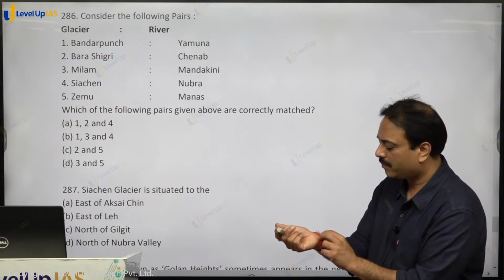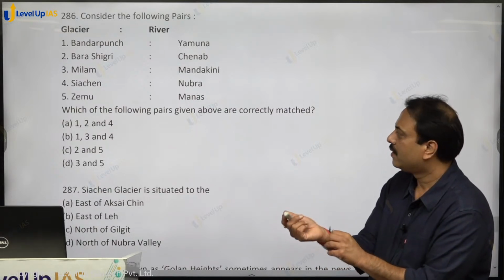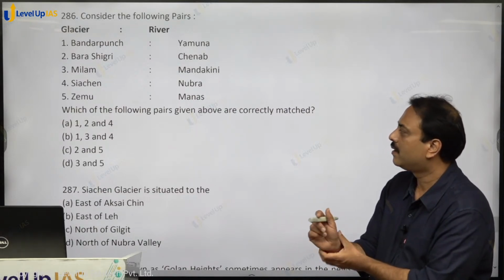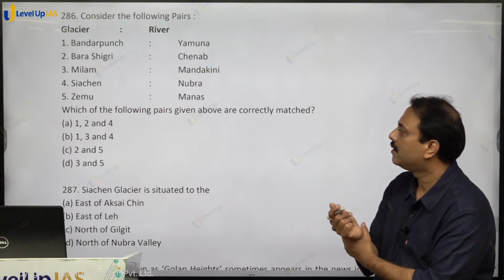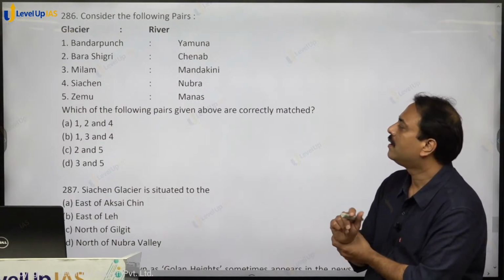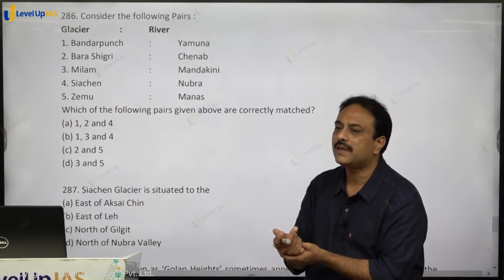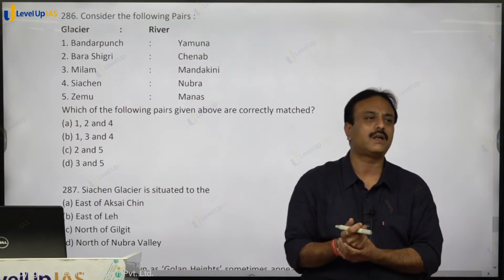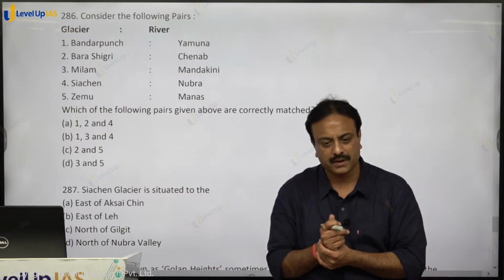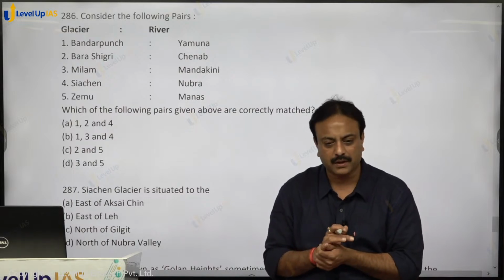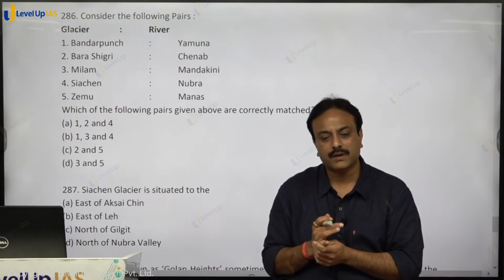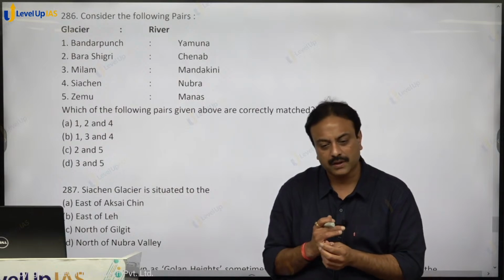Glaciers are not given in the books also. If you read that Chenab's origin point is given as Chandratal, so how should we go through it? When rivers come up in the newspaper, you should do at least two things for any particular river: the origin point and the termination point. What is the origin of the river? What is the termination of the river?